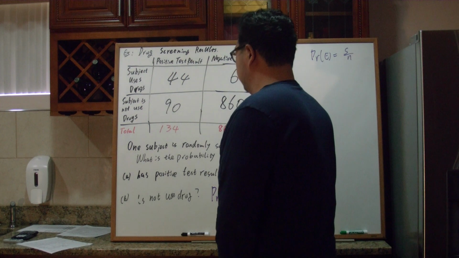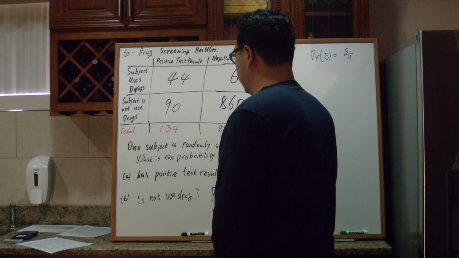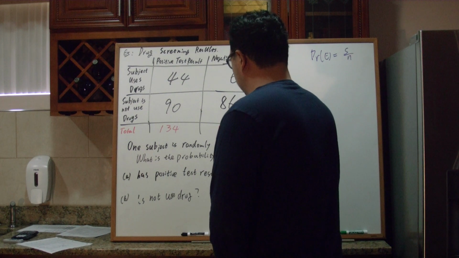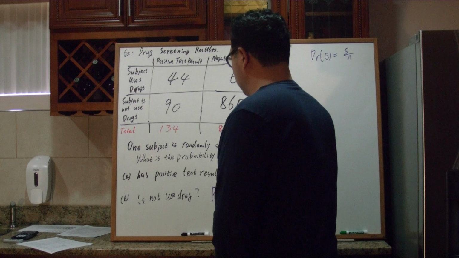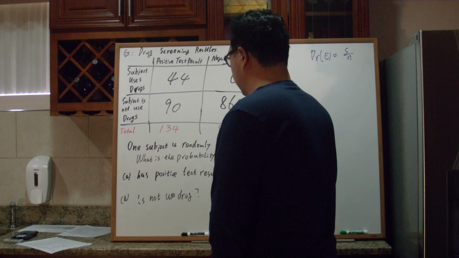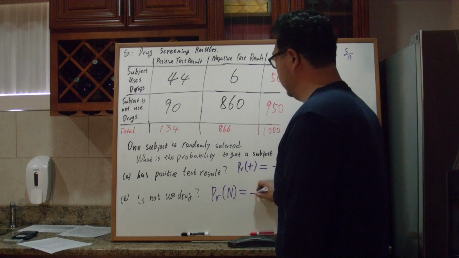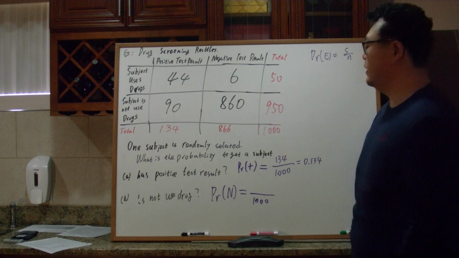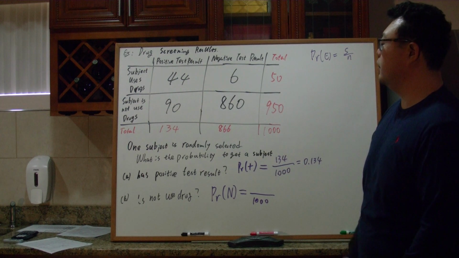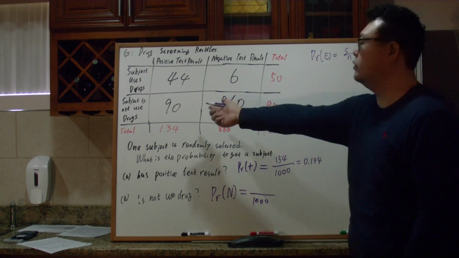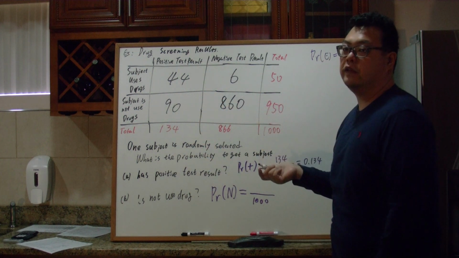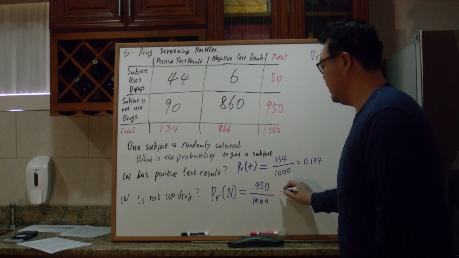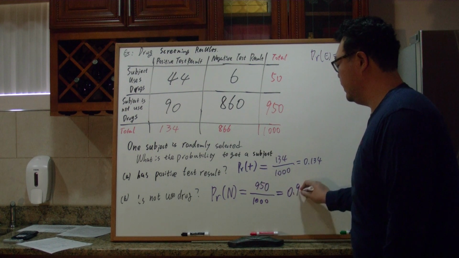The probability of not using drugs, we could use the letter N, for not use drug. Doesn't matter, we just use the letter. That will be 1,000 in total. And how many of them do not use drugs? The row total is 950 of the subjects actually do not use drugs. That will be 950 over 1,000. That is 0.95.